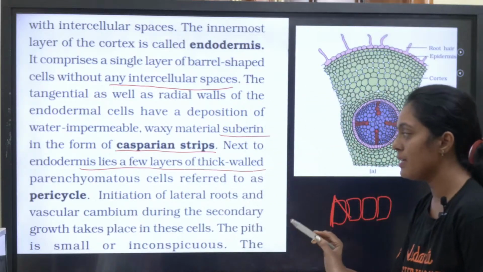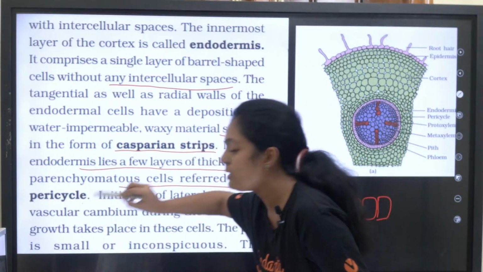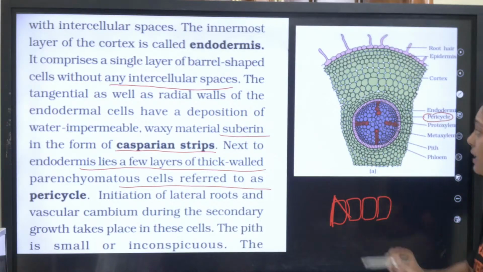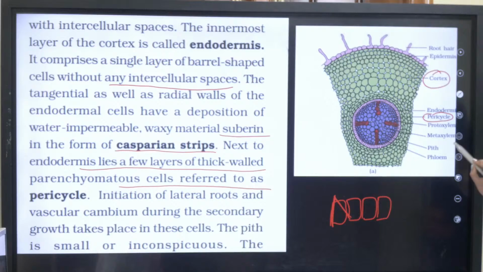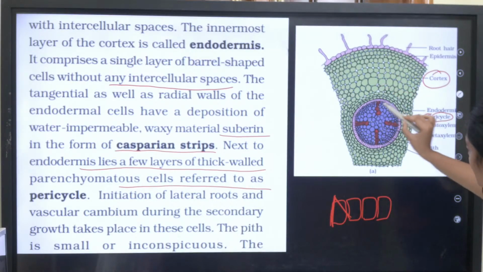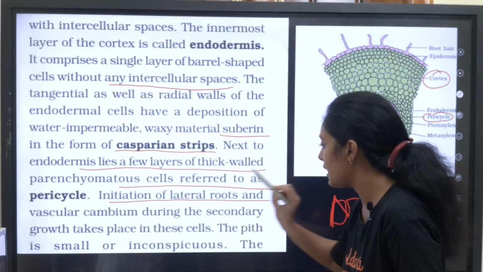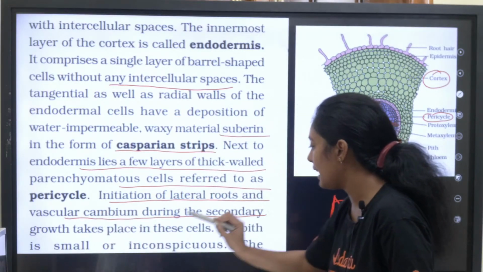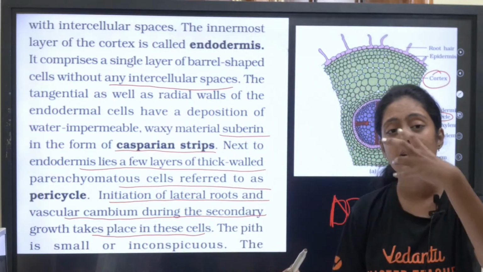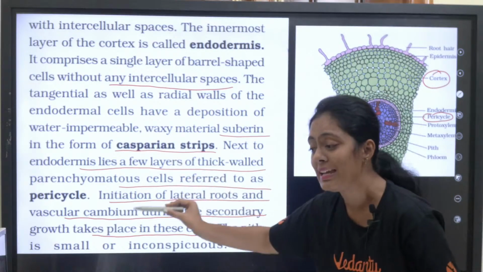Next to the endodermis, there is a thick walled parenchymatous cell layer referred to as the pericycle. So now what is inside the endodermis, pasangala? There are parenchymatous cells. The one here is parenchyma and the pericycle is also parenchyma, but what is the difference? Here it is thin walled, here it is thick walled. Initiation of lateral roots and vascular cambium during secondary growth takes place in these cells. They can ask you which cells are involved in initiation of lateral roots and secondary growth. It is your pericycle.